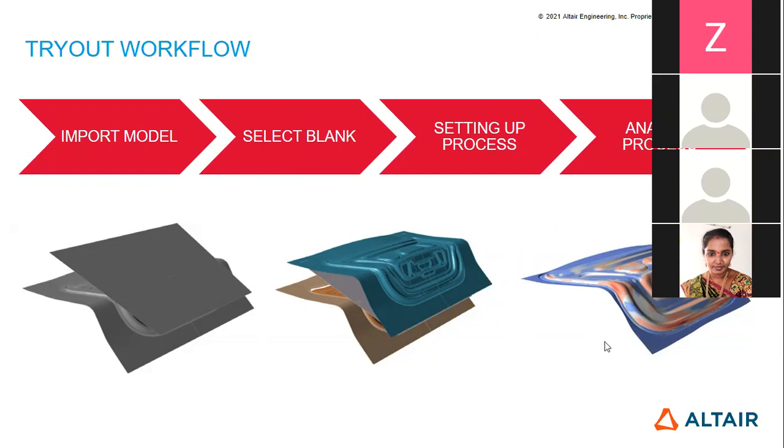If it is single, then what would be its thickness and its material? Set up the process. What process do you want to simulate? You want to simulate the crash form, the single action operation, the multi action, the trimming, the spring back.